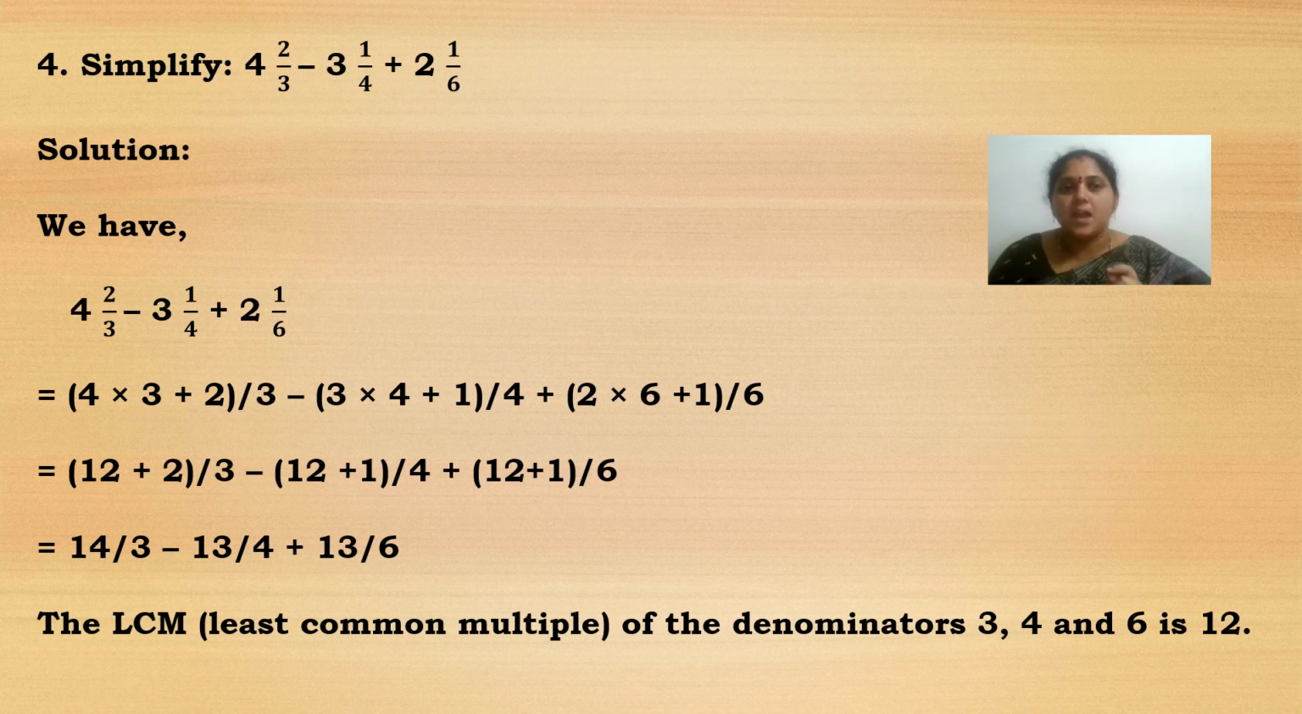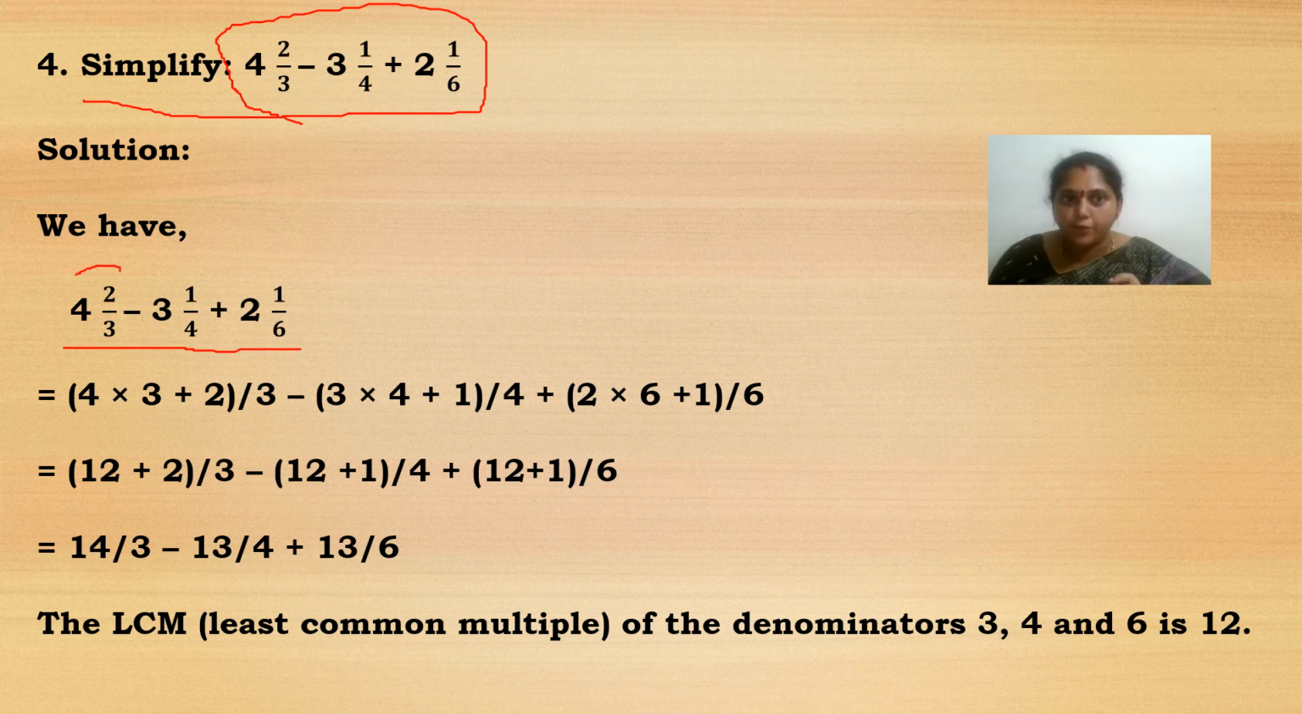Now we will see, simplify 4 2 by 3 minus 3 1 by 4 plus 2 1 by 6. Here all the fractions are mixed fractions. Now what do we have to do? We have to convert them into improper fractions. Now how are we going to do it? 4 2 by 3 minus 3 1 by 4 plus 2 1 by 6.